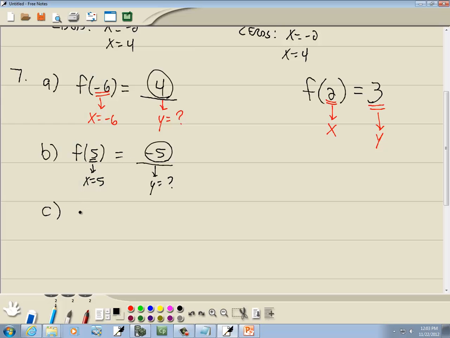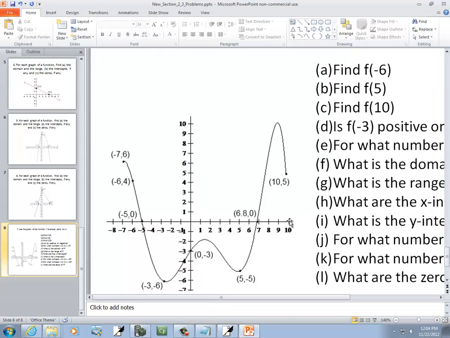C says find f of 10. Again, this is going to be our x part. So we got x is equal to 10, and we're wondering what y is equal to. Now if I come over here to x equals 10, if I come up to here, here's our point. Our y part is 5.